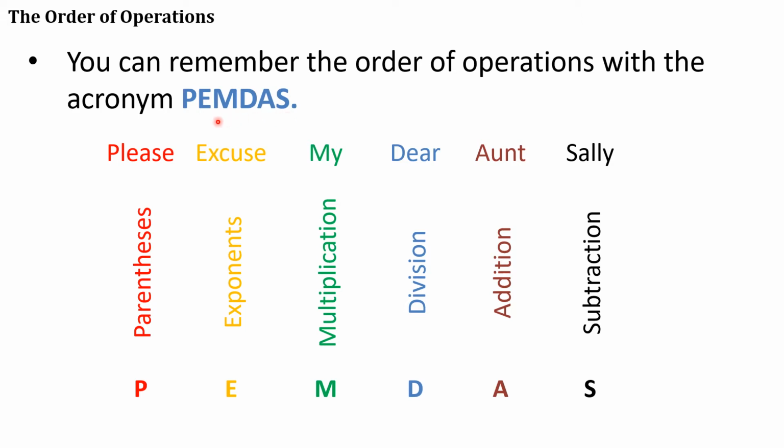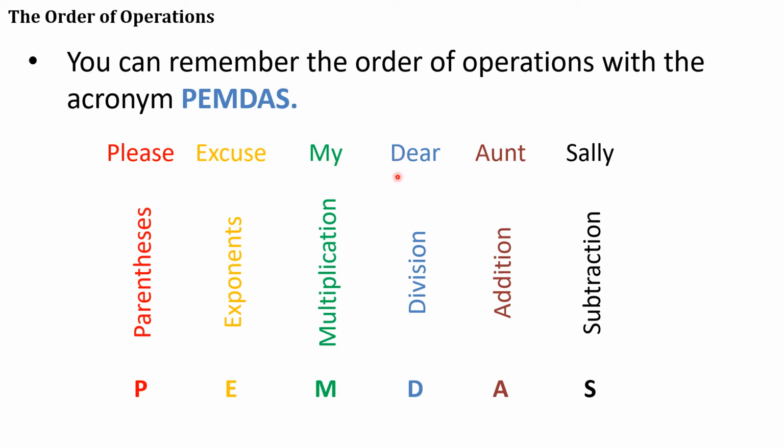Now, if for some reason you cannot memorize the acronym PEMDAS, maybe it's a little bit too difficult or too weird, maybe you can remember this silly little sentence: "Please excuse my dear Aunt Sally." This is the one that I like to use. The "please" means parentheses because it starts with a P. "Excuse" means exponent because it starts with an E. "My" means multiplication. "Dear" means division because it starts with an M and a D.